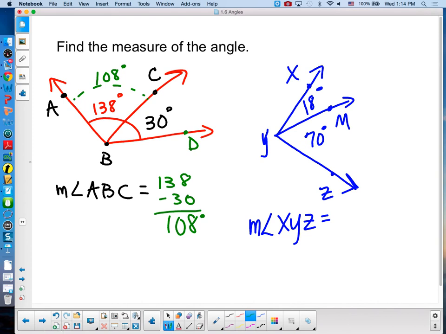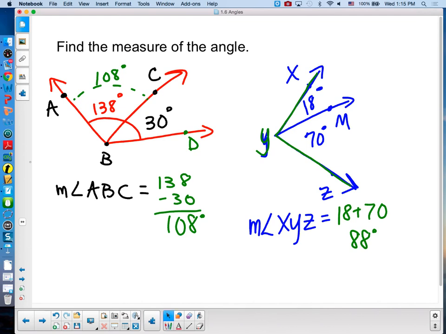And on the second one, what did I give you for the angles? 18 is angle XYM. 70 degrees is angle MYZ because I didn't put any curve in the picture. So how do I get angle XYZ's measure? Add 18 and 70, which is 88.